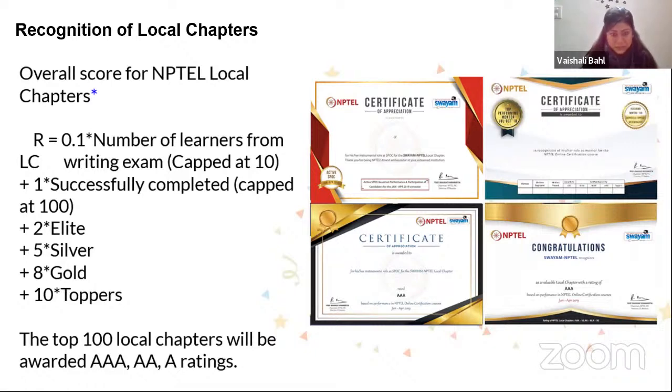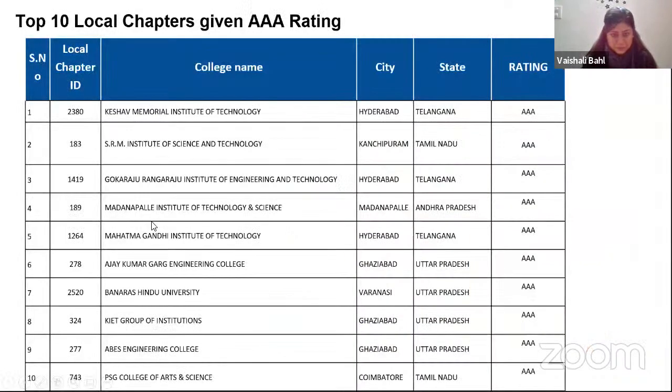Right, moving ahead. This is the list from the July-December 2019 semester. As you can see, there are these 10 AAA rated colleges in front of you. And the 10th college, an art science college, is present in the list of the AAA rating.